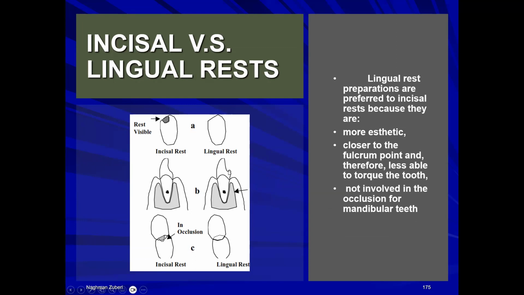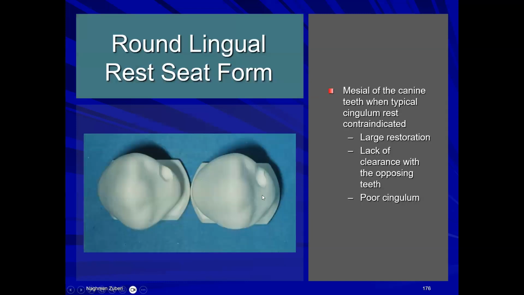Third thing is it will be very close to the pivotal point or the center of resistance, so there won't be any leverage on the tooth. Otherwise, if the distance between the pivotal point or the center of resistance is too long, then there will be leverage, and it's going to create deleterious effects on the abutment tooth.